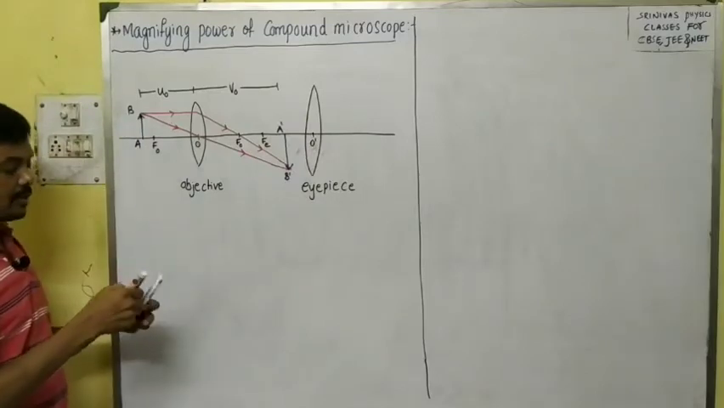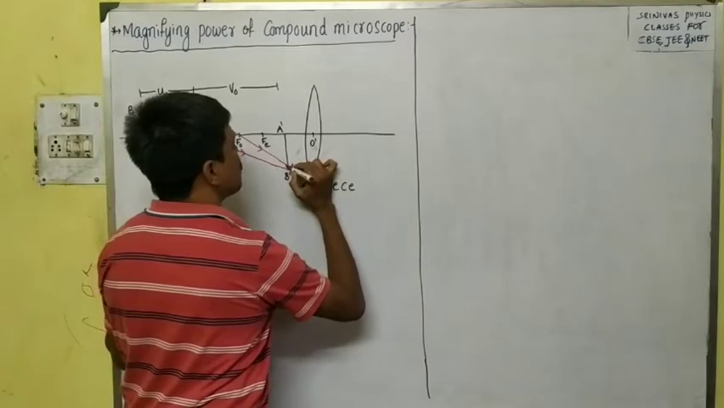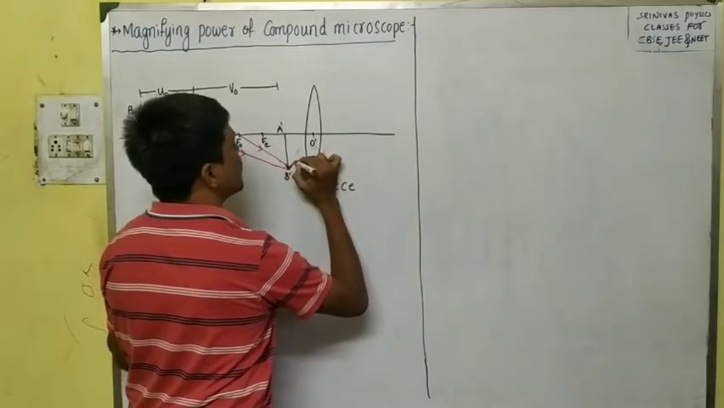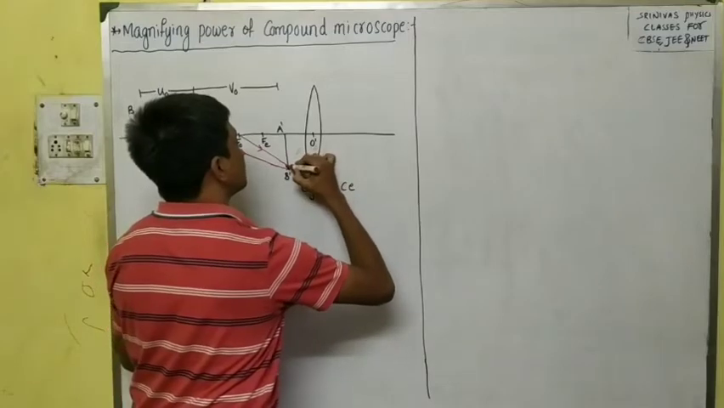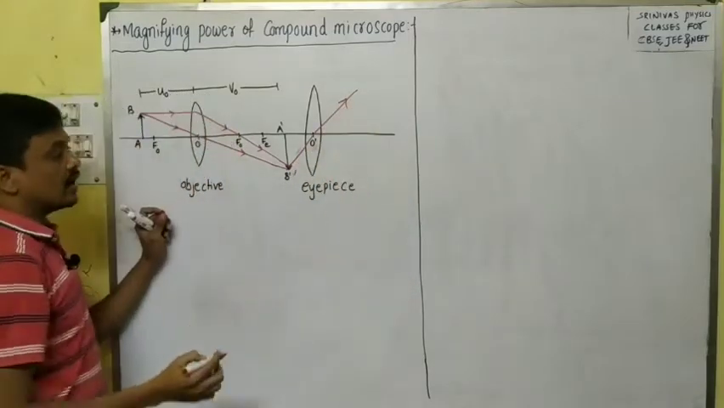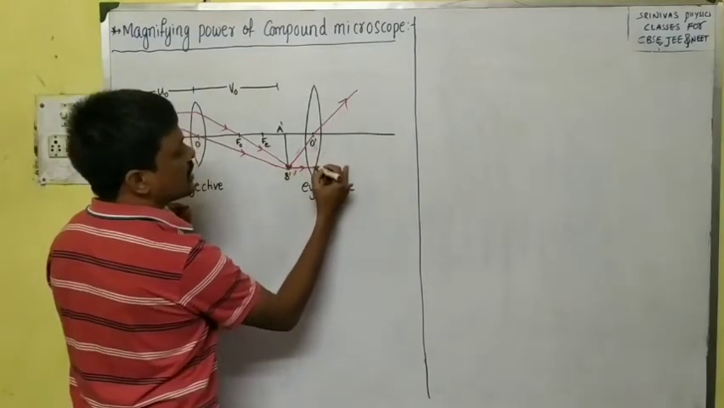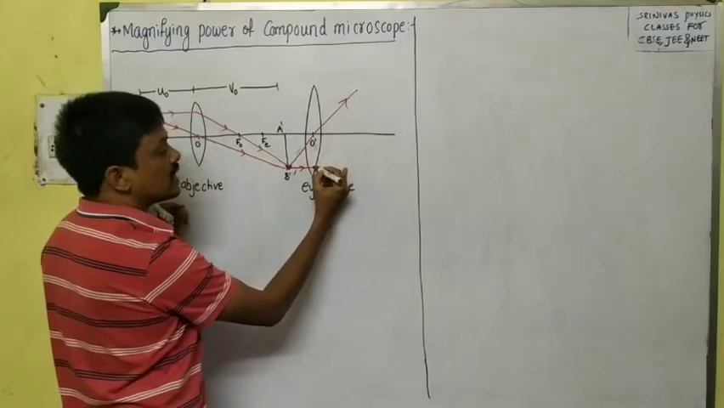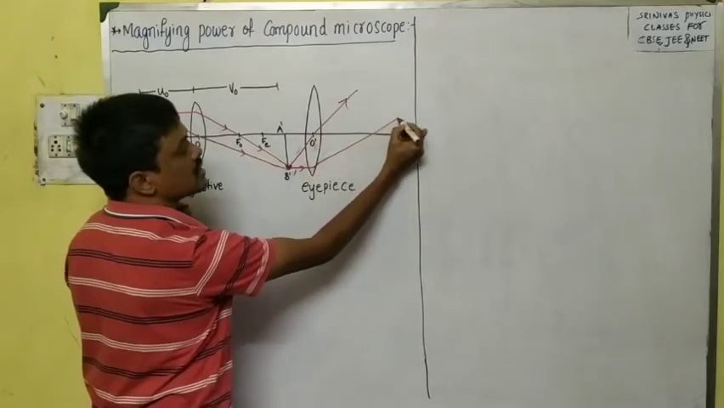For that purpose, you take two light rays again. One light ray passes through the optical center. It goes straight without any bending. Like this it will go. And one more light ray I will take, that passes parallel. Then after the refraction, it will pass through the focus.